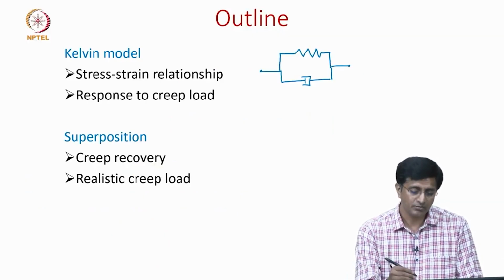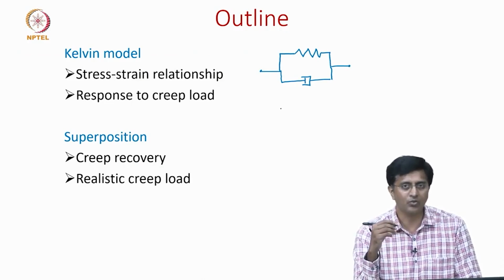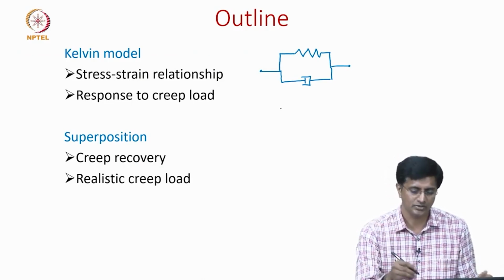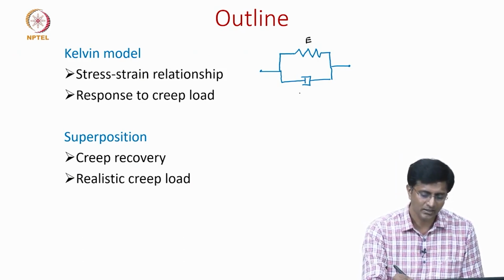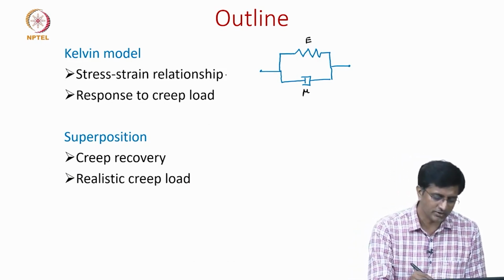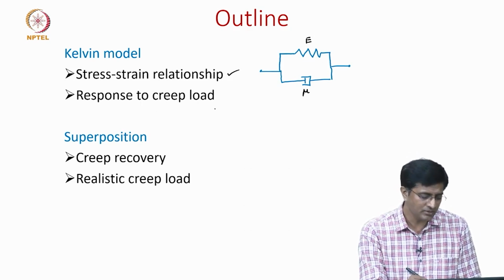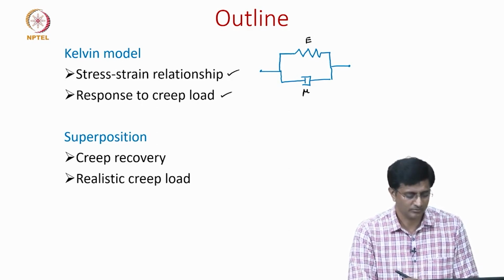As we discussed in previous lectures, the Kelvin model is when we have one spring and one damper, both in parallel to each other. The spring is represented by the modulus E and the damper by the viscosity mu. We will first derive the stress strain relations, and then we will see what the response is when we apply a creep load for this Kelvin model.